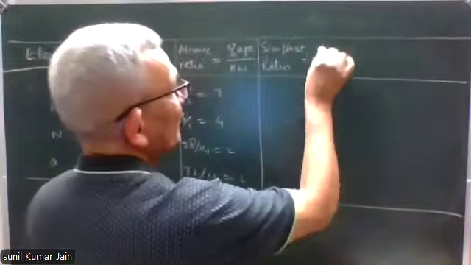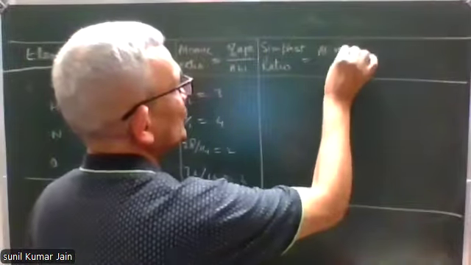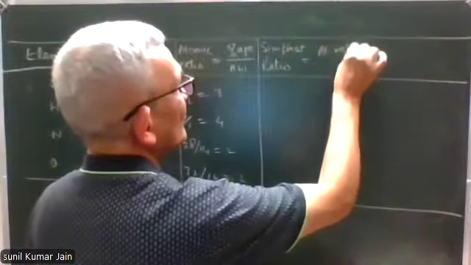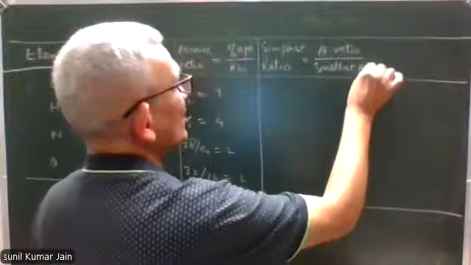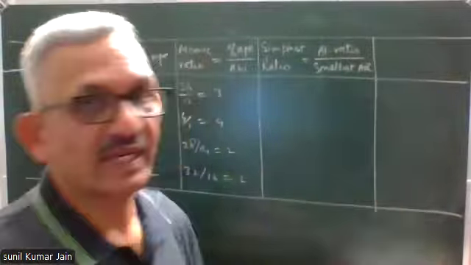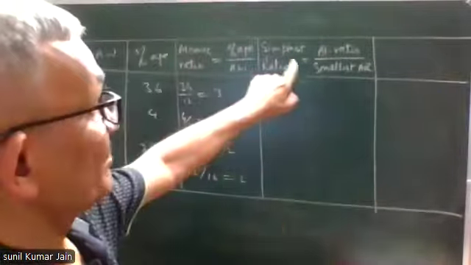Simplest ratio is atomic ratio divided by smallest atomic ratio. I'll read it out for you. Simplest ratio is atomic ratio divided by smallest atomic ratio. So we divide all of them by the smallest number, that is 2. So this will be 3 by 2, 4 by 2, 2 by 2, 2 by 2.